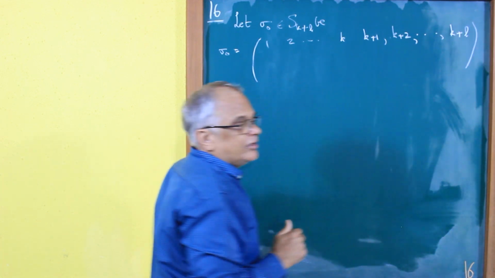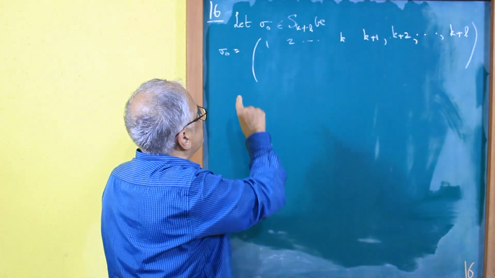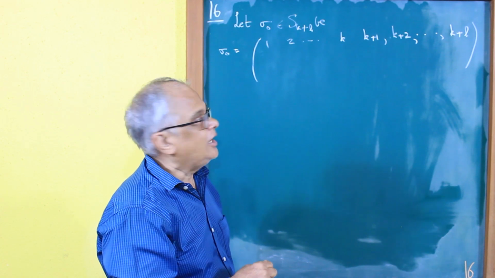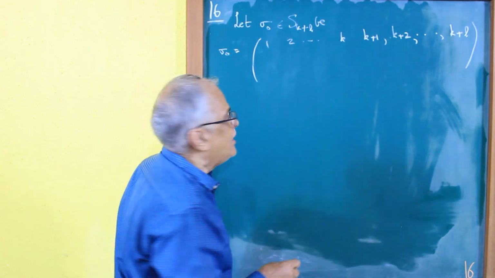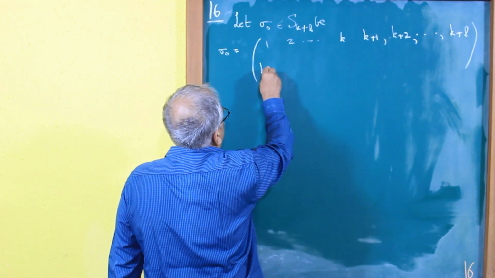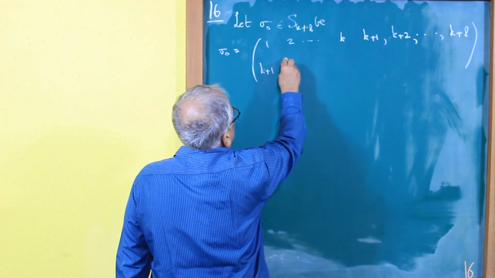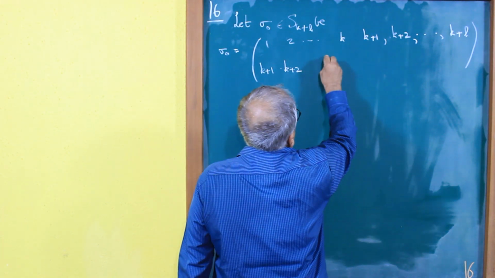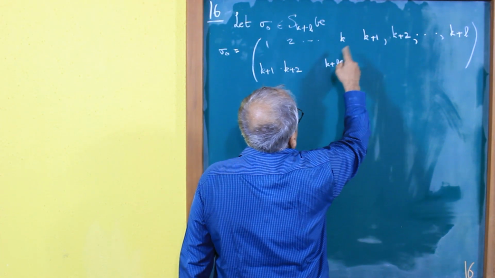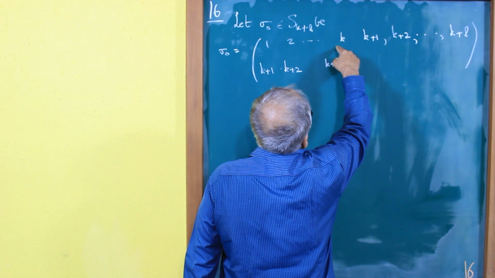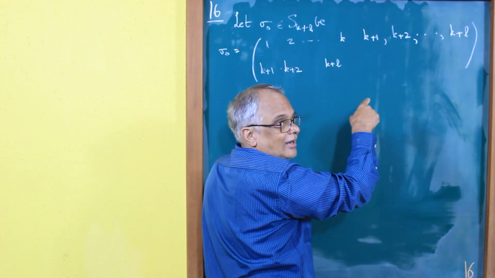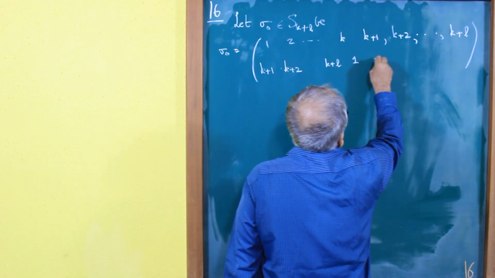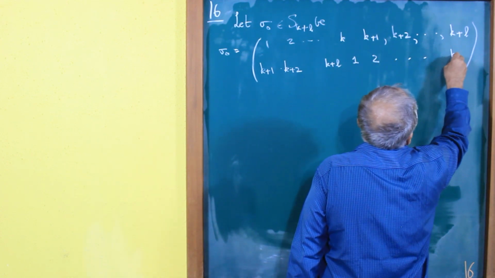So sigma naught is the permutation that takes, I'm going to tell you where it takes each of these 1, 2 up to k, k plus 1 up to k plus l. It takes 1 to k plus 1, then it takes 2 to k plus 2, then it takes something here to k plus l, and then it will take the next term, this is where it takes the lth term. It will take the nth term to 1, 2, up to k.